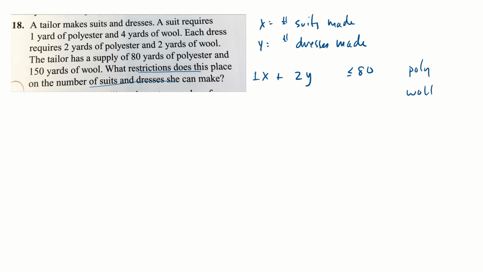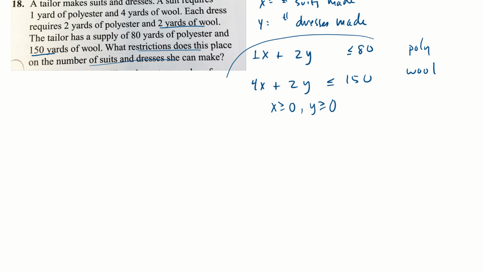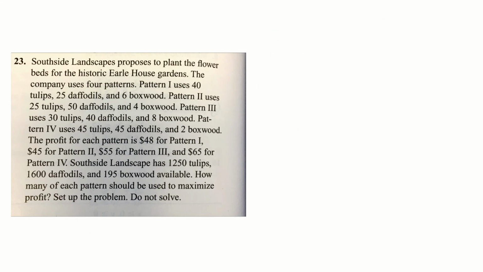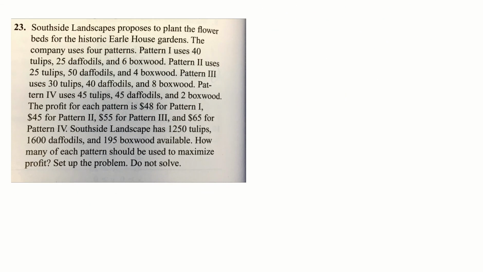And then the wool. Well, a suit requires 4 yards of wool, so 4 yards times the number of suits plus 2 yards for a dress times the number of dresses has to be less than or equal to 150, because that's all we have. And we know that X is positive and Y has to be positive as well. All right, there's my restrictions. Okay, so we want to set up the problem but don't solve it.